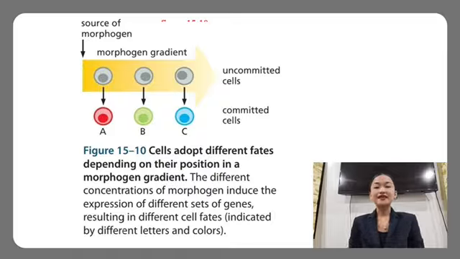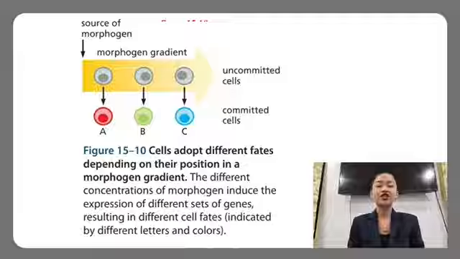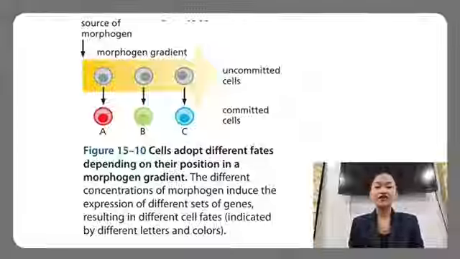As we can see, cell A is closest to the morphogen source, will receive the highest concentration, and cell B is in the middle, will receive medium concentration, and for cell C, which is farthest, will receive the lowest concentration.